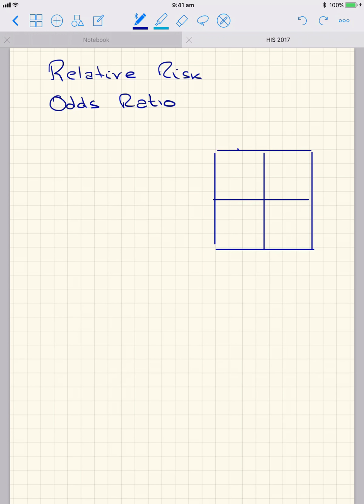I was asked what is the difference between relative risk and odds ratio. Both are measures of association between two variables. I'm going to give an example of the simplest case, which is the association between two dichotomous variables, so two categorical variables with two categories each.